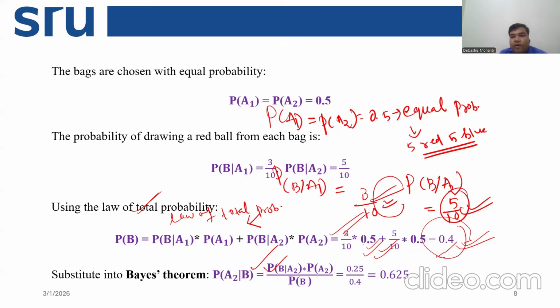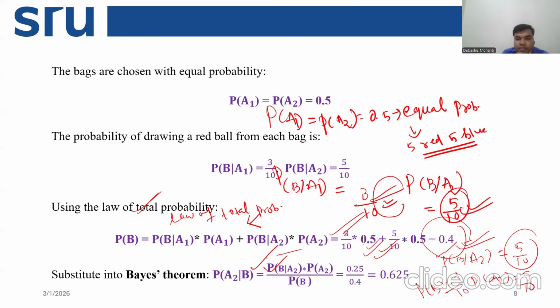So now we have all the data. The probability of B given A2 we already found, 5 divided by 10. Then the probability of A2 is also 5 divided by 10. Then the probability of B is 4 divided by 10. Okay, students.